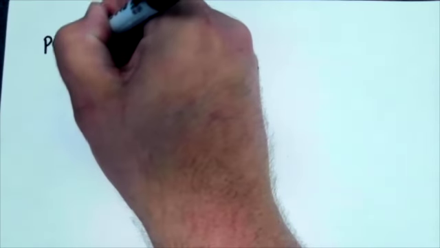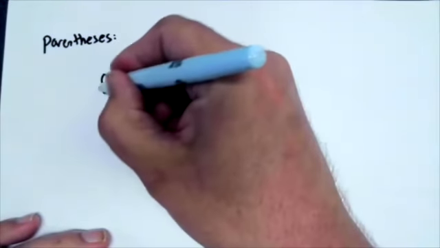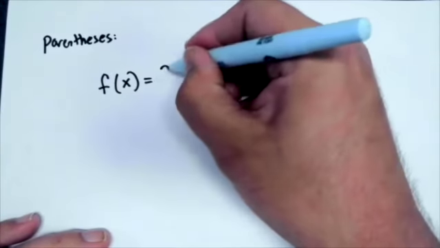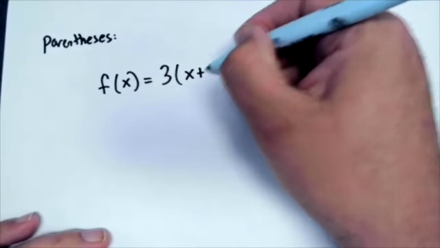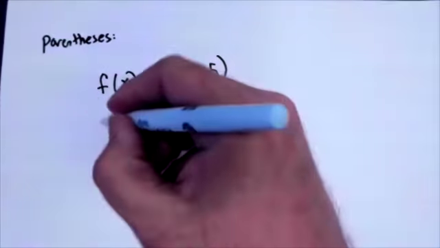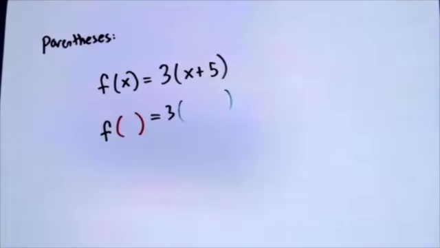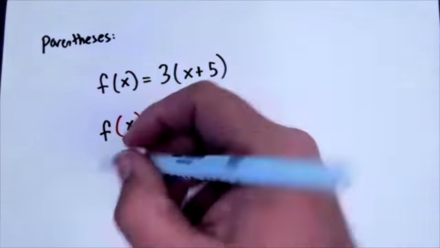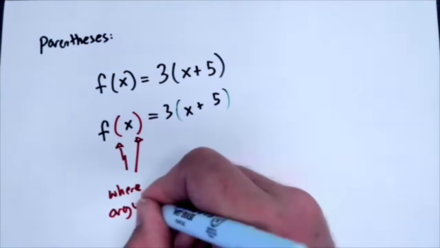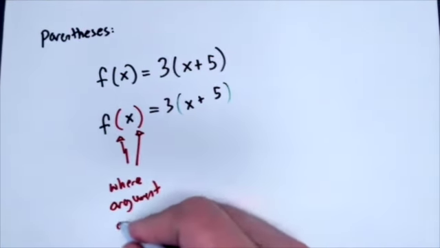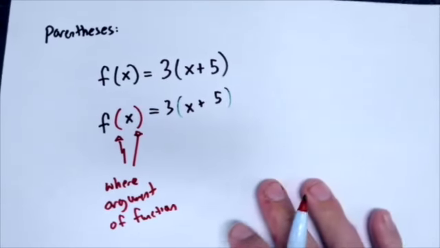Let's look at parentheses, the different things that they can mean. So if I look at f of x equals 3 times (x plus 5), I want to rewrite this and actually show that these are different kinds of parentheses. This first set of parentheses shows me where the argument of the function is. It's telling me what I should be looking for if I want to plug in. So it's telling me x is the variable.